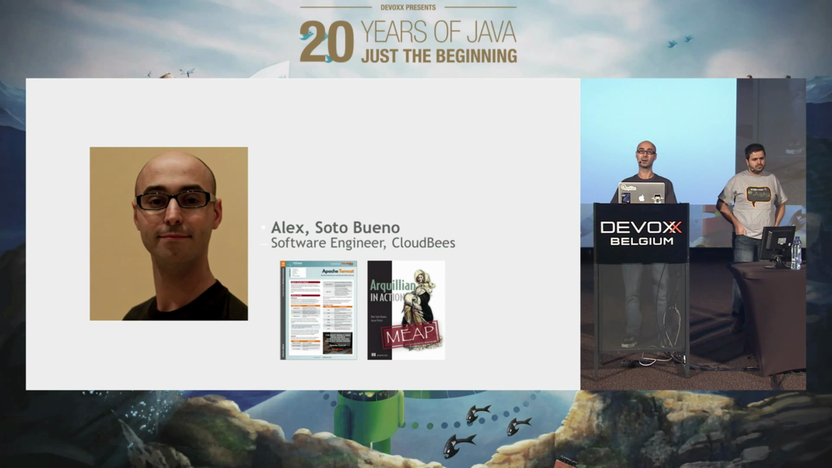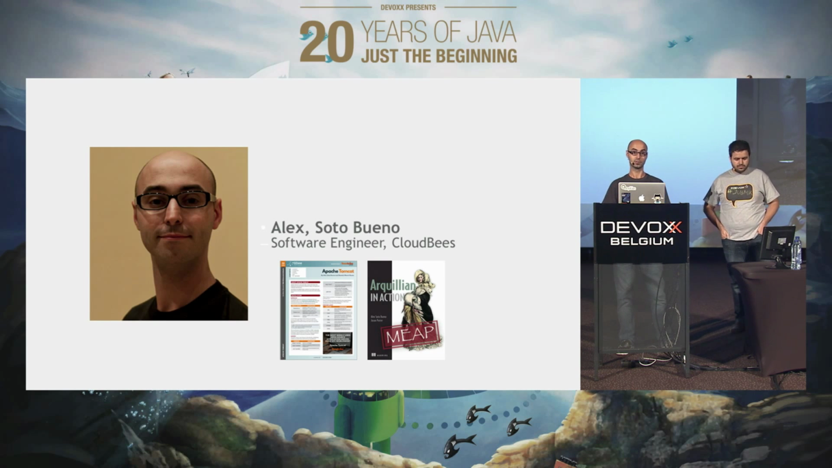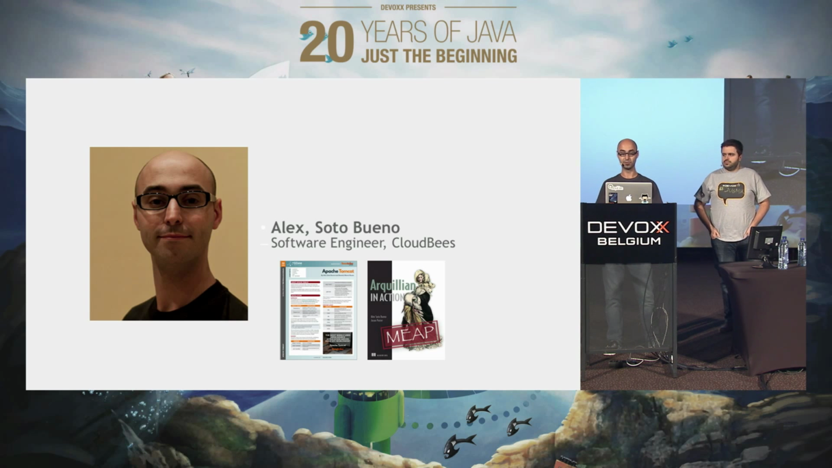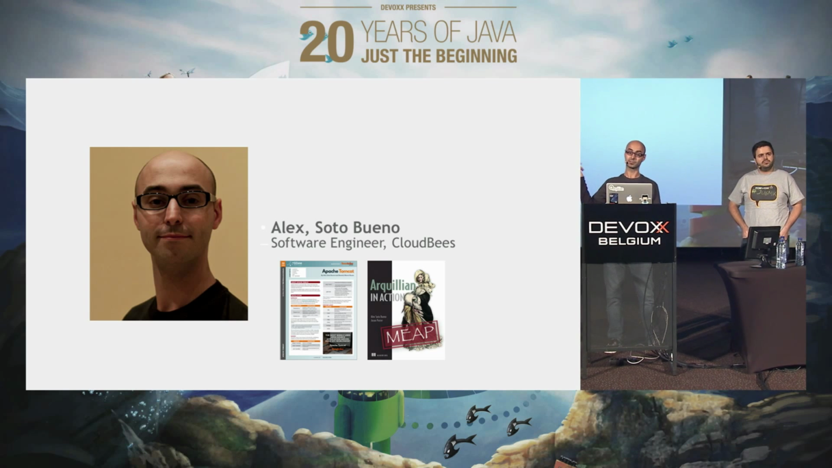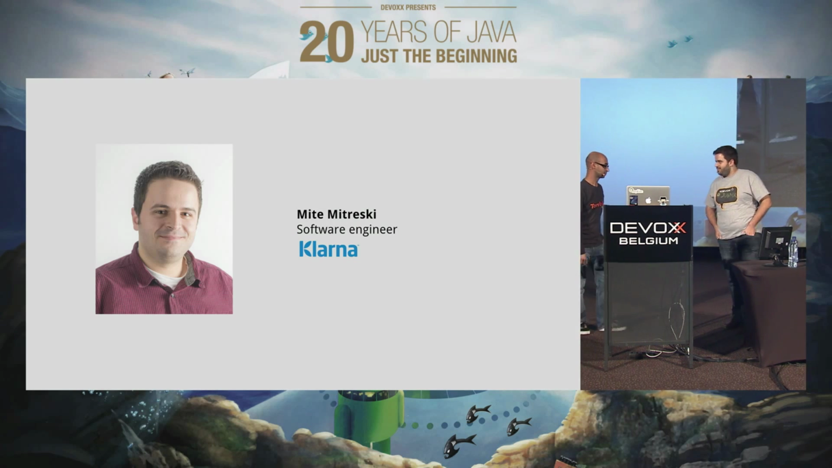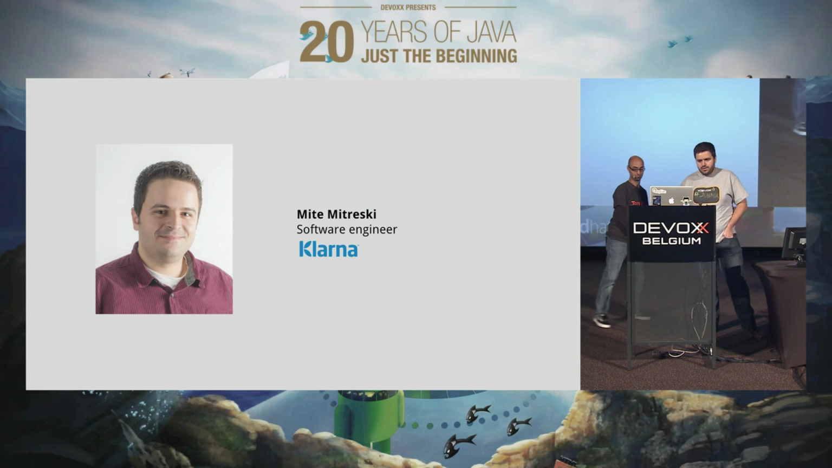My name is Alex Soto. I'm a software engineer at CloudBees, but you can also find me in several open source communities. I'm also the author of the Apache Tomcat RefCard, and currently I'm co-writing with Jason Porter the book Arquillian in Action.